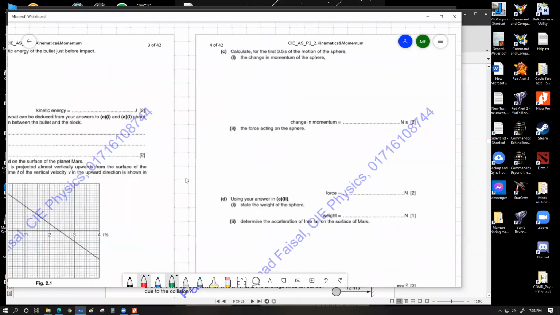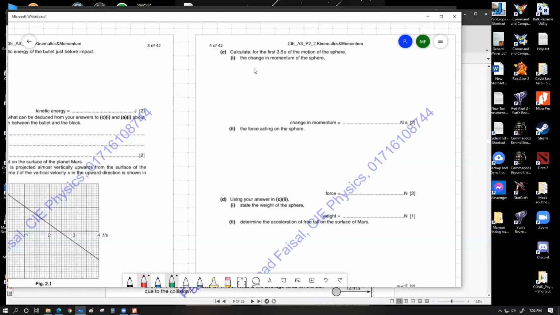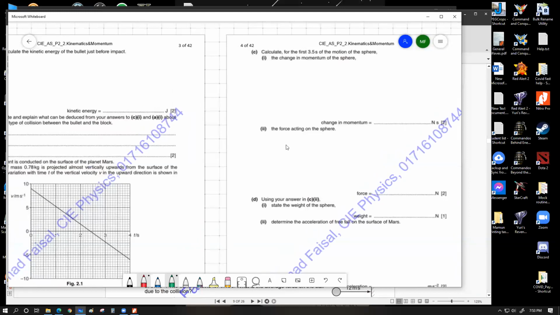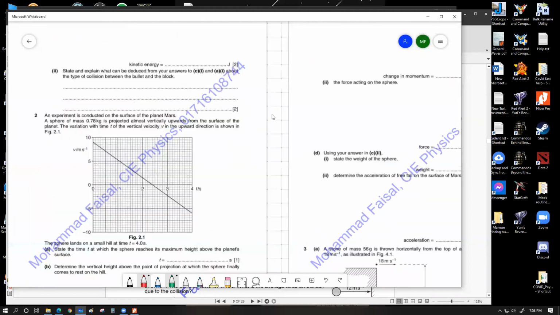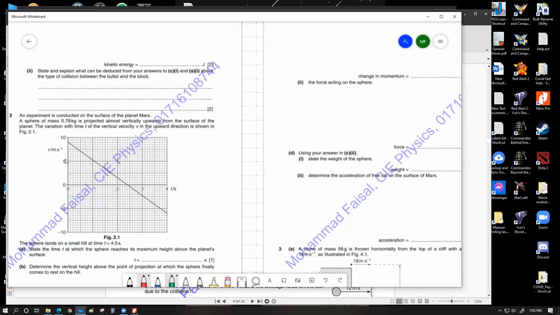And over here you have another question, the change of momentum of the sphere. This is basically m into (v minus u), and the force acting on the sphere would be the total momentum change divided by the total duration of time. That gives you the force. Using the force, you can find out the weight.